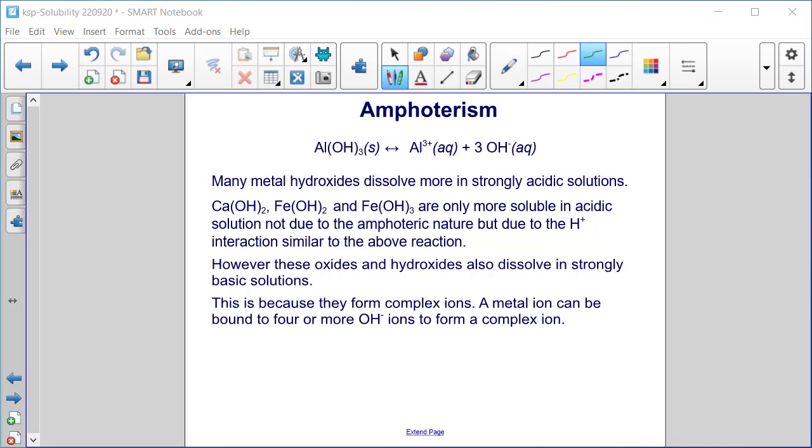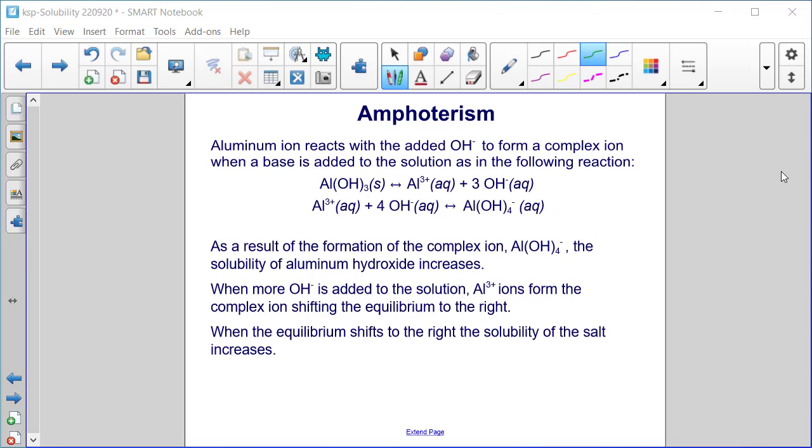However, these oxides and hydroxides also dissolve in strongly basic solution, and this is because they form complex ions. So the metal ion in the compound can be bound to 4 or more hydroxide ions to form a complex ion. Aluminum ion reacts with additional hydroxide to form a complex ion when a base is added to the solution, as in the following reaction.